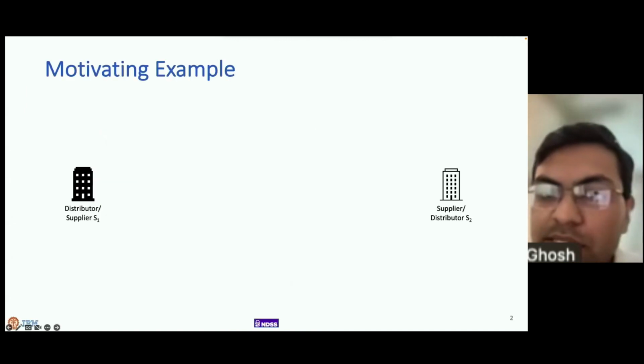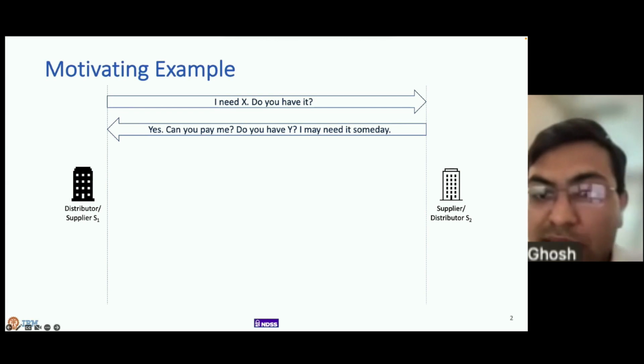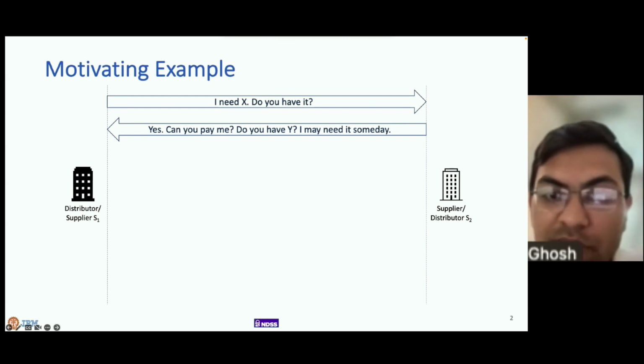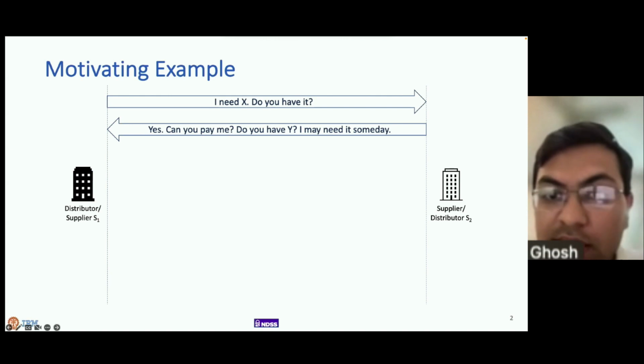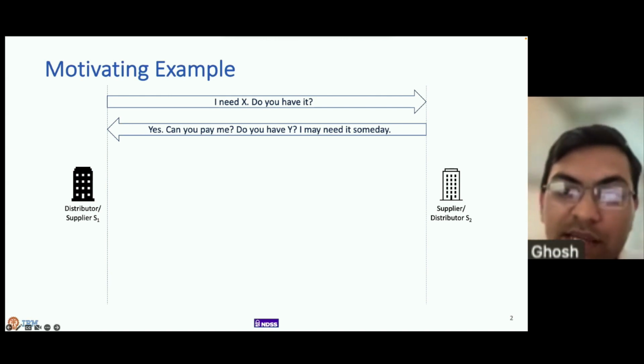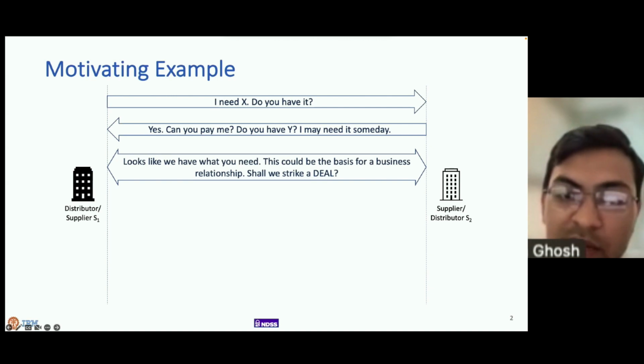So often in enterprise scenarios, there are situations where two companies can make use of some offerings from the other company. And on the basis of that, they might be willing to strike a deal. So a company on the left-hand side, S1, needs X, and the company on the right-hand side, S2, has that. Similarly, S2 on the right-hand side needs Y, and the other company can supply that. So this could be a basis for a business relationship.